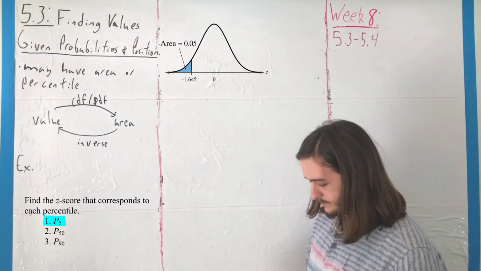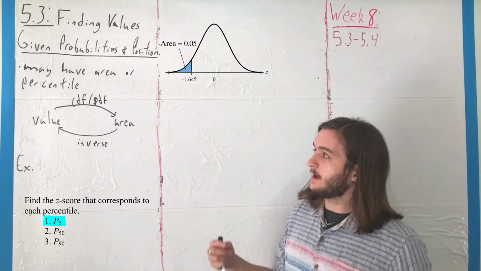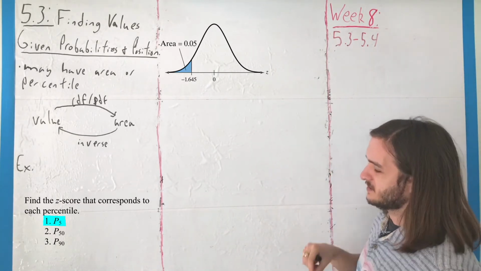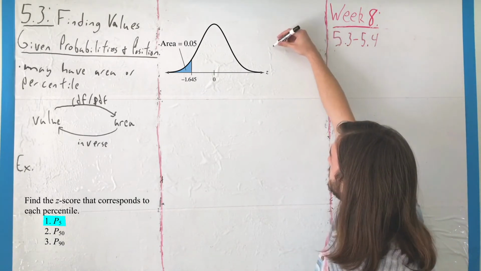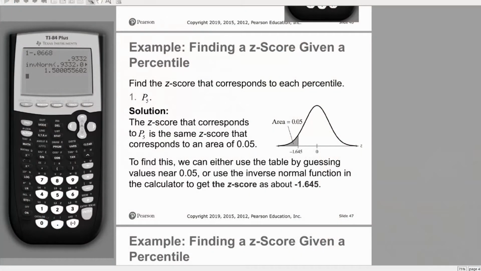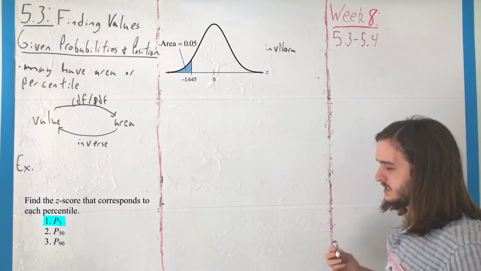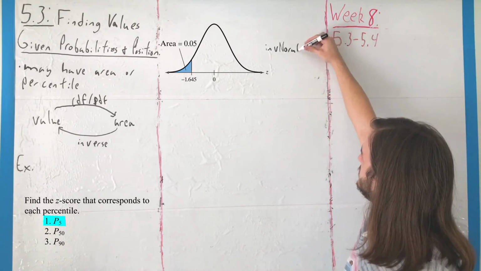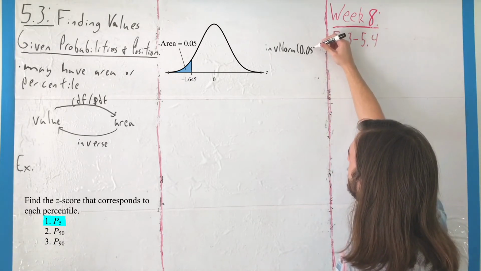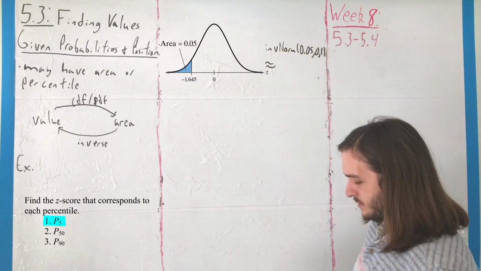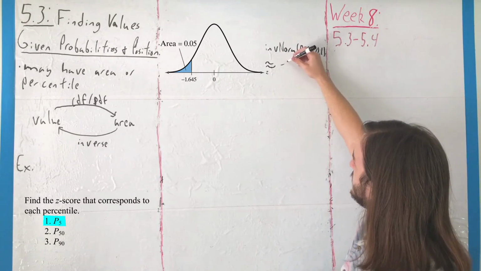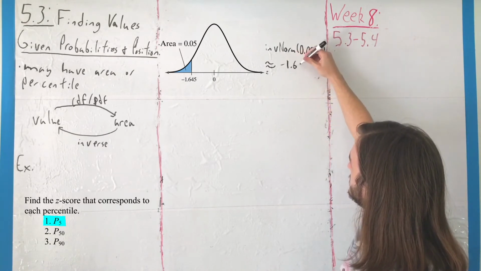In that first case, if we want to find what breaks off that region, we'd have a picture like this, ignoring that bit at the bottom that tells us what our answer is, which we can find using the inverse normal function in the calculator, or if you prefer working with the table, you can use the table. But you have invNorm(0.05), which is approximately equal to negative 1.645.